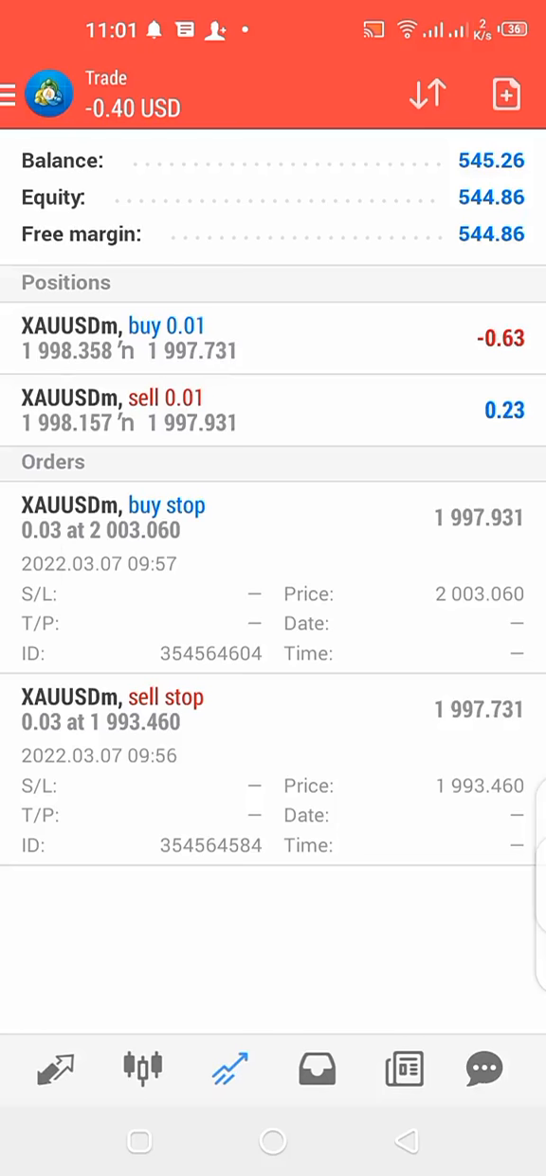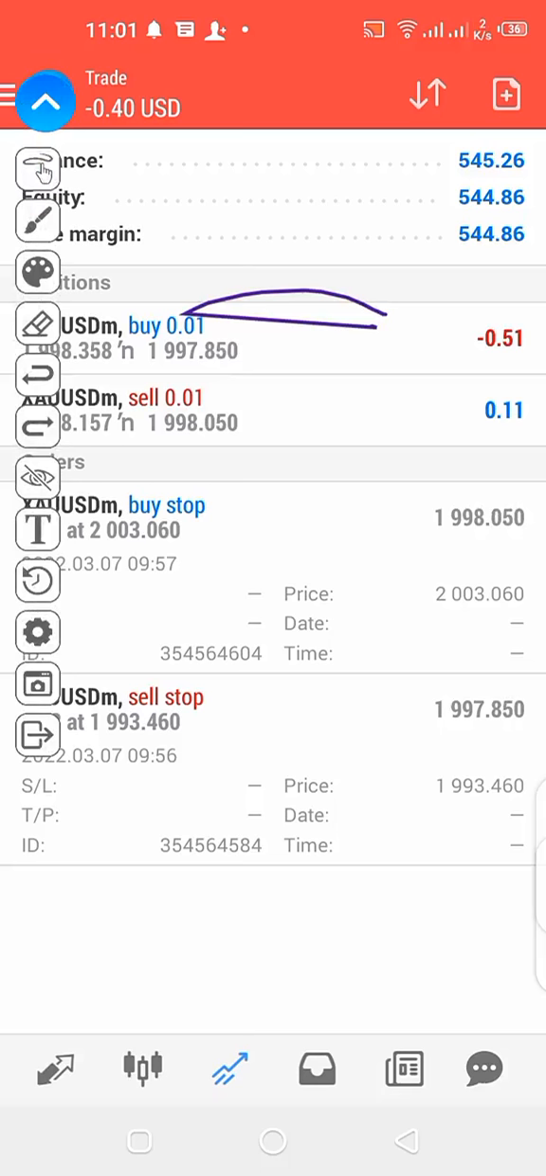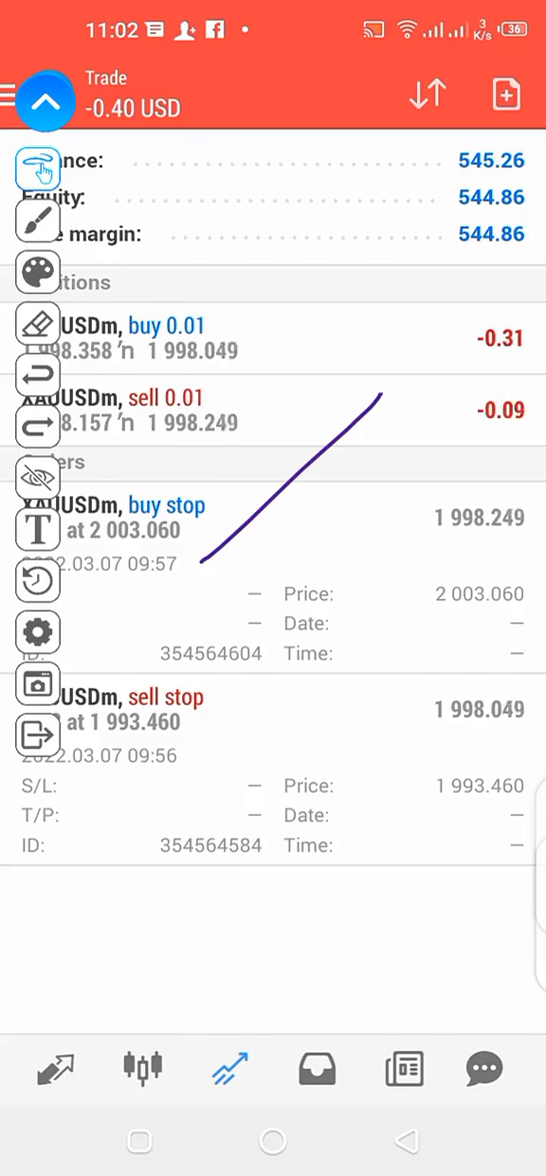Now for the edge trade, this is the edge trade, like an insurance for the sell trade. The buy stop will act as an insurance for the sell trade, and the sell stop will act as an insurance for the buy trade. So the edge spacing is about 49 pips.